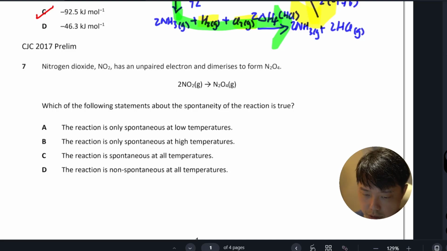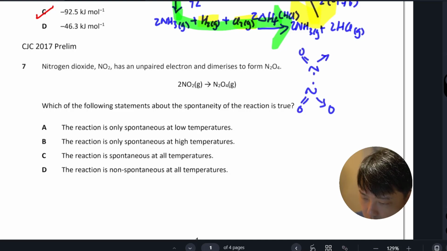All right. So next question, question 7 from JC. This is a dimerization process, which means that you form a bond between two monomers. So you have N with a single electron and, here, double bond O, dative bond O. Okay, so you actually form a new bond between the two nitrogens, and that is how you form the dimer. Which of the following statements is true? The reaction is only spontaneous at low temperature, only spontaneous at high temperature, spontaneous at all temperatures.